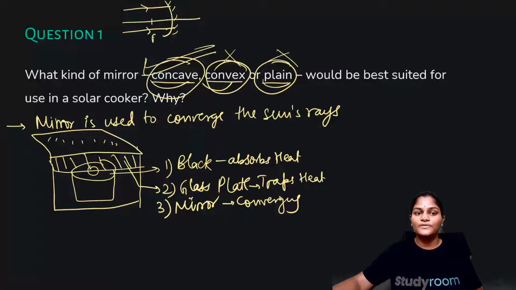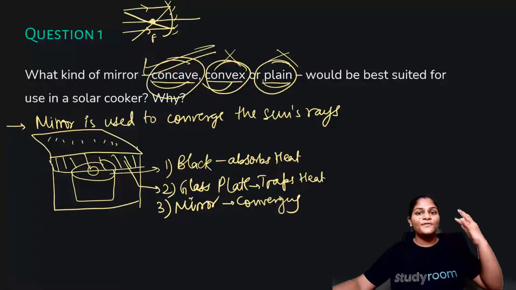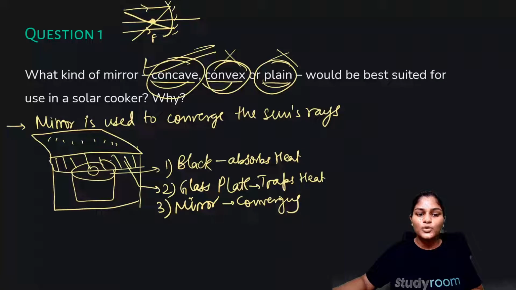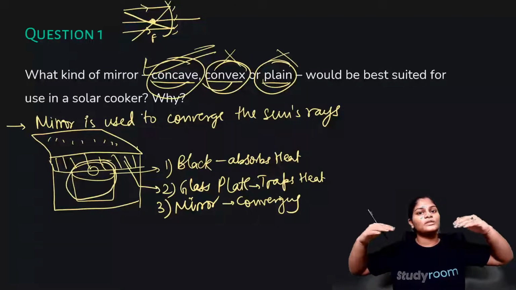So if a suitable mirror is chosen so that the cooker is at the focus of the mirror, what will happen? All the rays coming from the sun would be converged onto the cooker. So it would get heated up to a very high degree and the food will be cooked quickly.